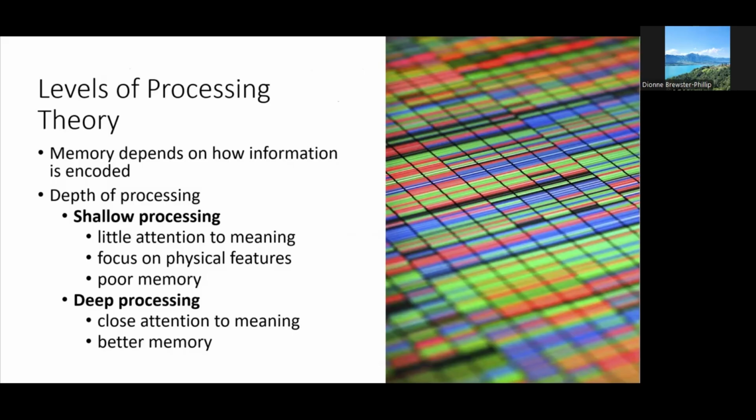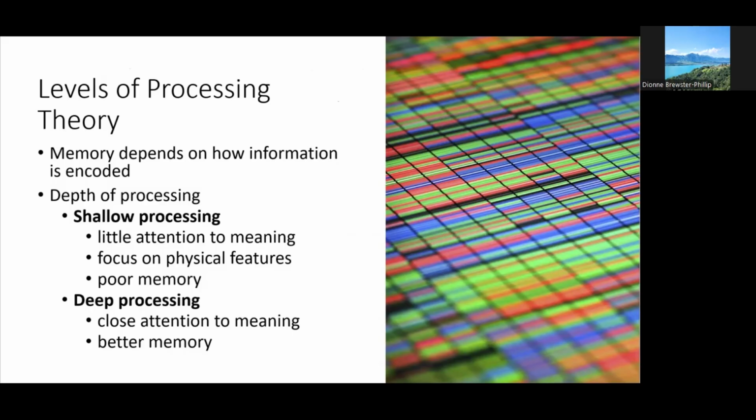Now, let's go on to the levels of processing theory. The type of encoding to retrieval proposed by Fergus Craik and Lockhart is known as the levels of processing theory. According to the levels of processing theory, memory depends on the depth of processing that an item receives. So when we talk about depth of processing, we distinguish between shallow and deep processing.